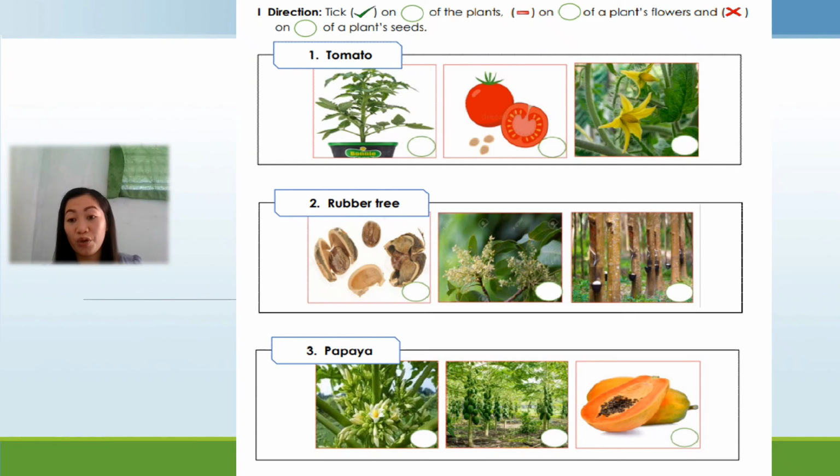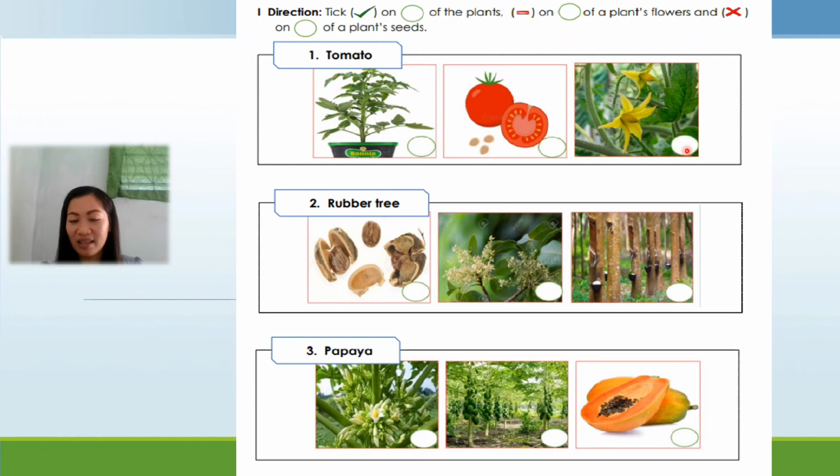And so this is the first part of your worksheet. Tick or check on the circle. We have to tick on the circle of a plant. In this picture we have a plant, seeds and fruit, and a flower. If you can see a plant, then you have to check it. For the plant flowers, you have to put a minus sign. And for the plant seeds or fruit, you have to put an X in the circle.